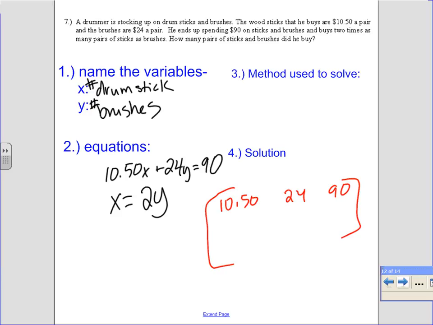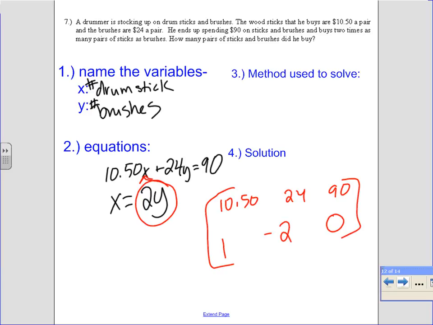Matthew? Close? Did you say 2? Okay. Close. Yeah, y negative 2. Yep, so when you subtract 2y to the other side, it becomes negative. Remember, if you're using a matrix, you always want it in ax plus by equals c form. If you prefer, use substitution, plug that in for x. You end up with 10.50 times 2y plus 24y equals 90. Multiply, solve your equation.